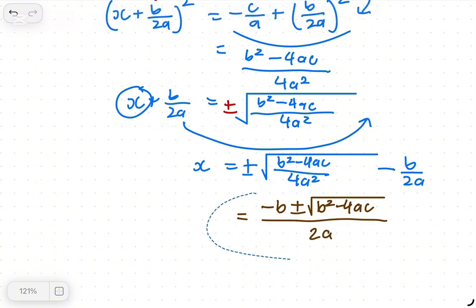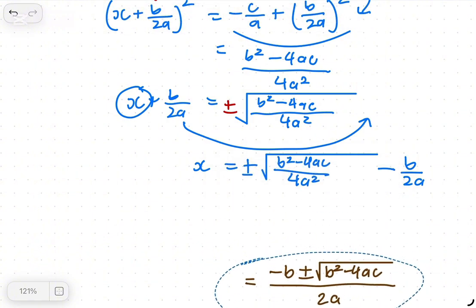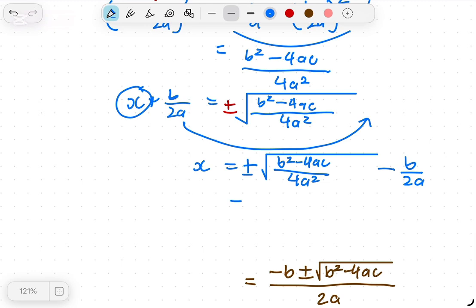How did I get that, you may ask? Well, let's simplify this expression first. We get plus minus the square root of b squared minus 4ac over plus minus the square root of 4a squared, minus b over 2a. So what we're doing is when we are square rooting a fraction, the square root goes on the numerator and the denominator. So we need to accommodate for both of them.